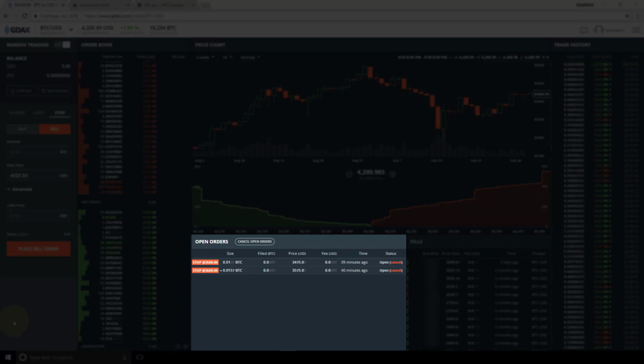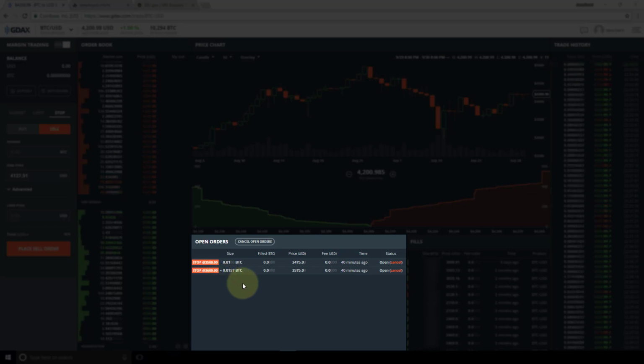The reason we have two orders is because with GDAX, the lowest amount that we can actually place an order for is 0.01 Bitcoin. If we try to do less than 0.01 Bitcoin, they will give us an exception. They will throw an error to us and say, hey, this isn't allowed. So we need to be able to just place an order with 0.01 Bitcoin. Since we have 0.025 Bitcoin, I was able to break this down into two pieces. We have the first piece that is 0.01 Bitcoin, the second piece that is 0.015 Bitcoin.